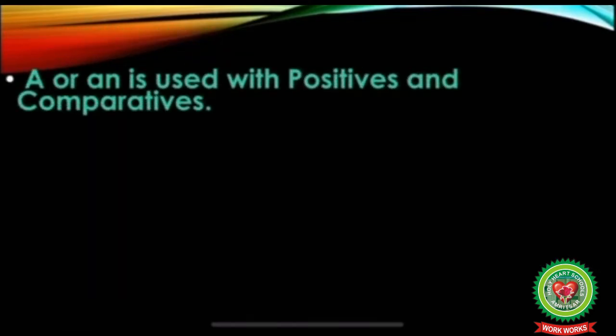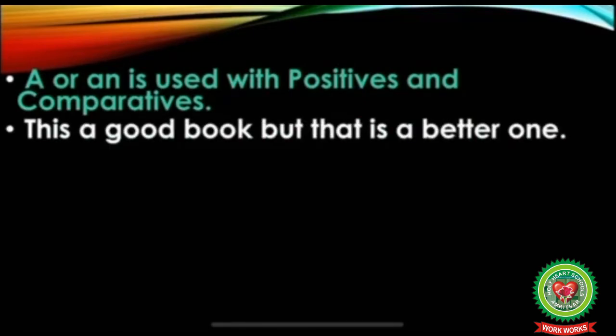Now children, see, a or an is used with positives or comparatives. See here in this sentence: this is a good book, but that is a better one. So better is the comparative degree, so we are using article a. Good is also the positive degree, so we will be using article a.